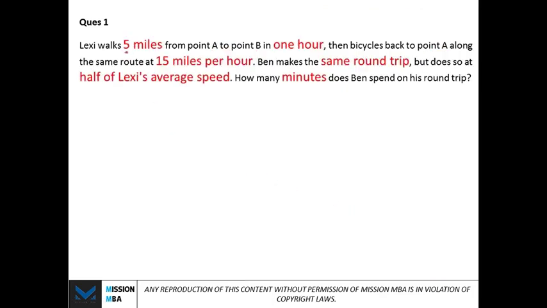I would be focusing on these numbers. 5 miles from point A to B in 1 hour. Alright, 60 minutes taken. Alright, along the same route at 15 miles per hour, she is coming back. So triple, the time is 1/3. 20 minutes. Total time, 80 minutes. So this is for Lexi.